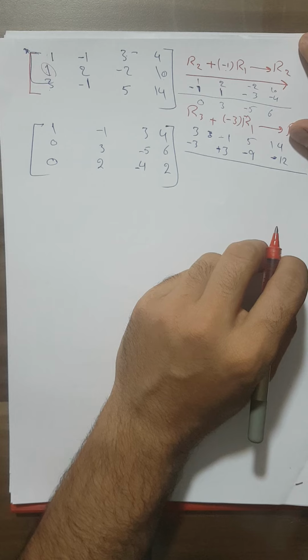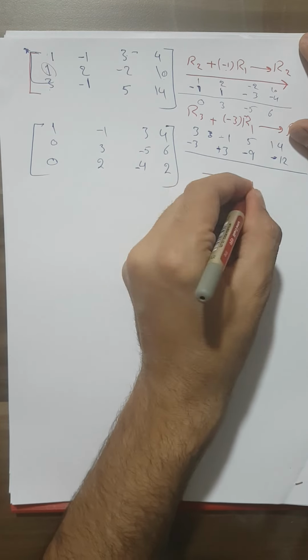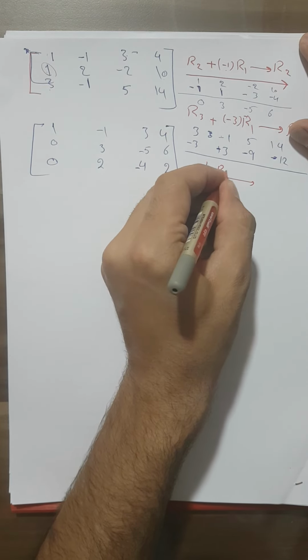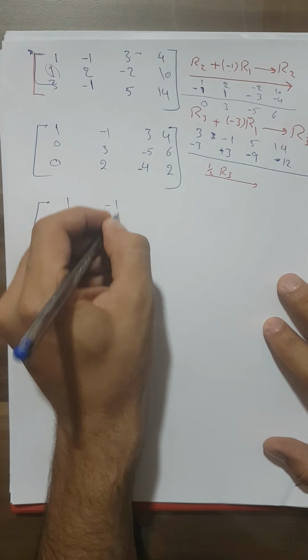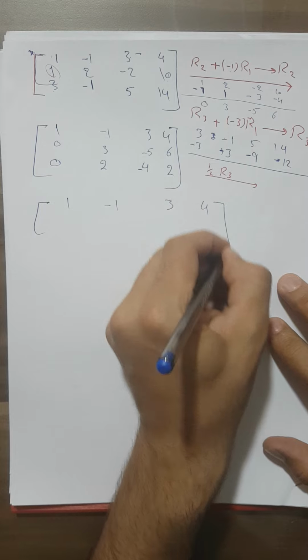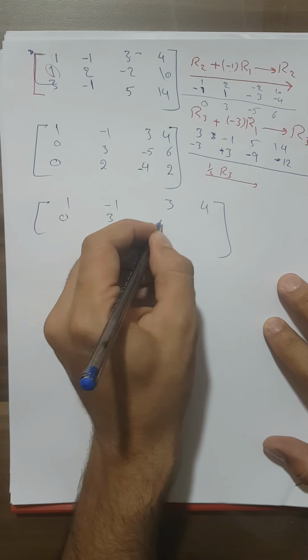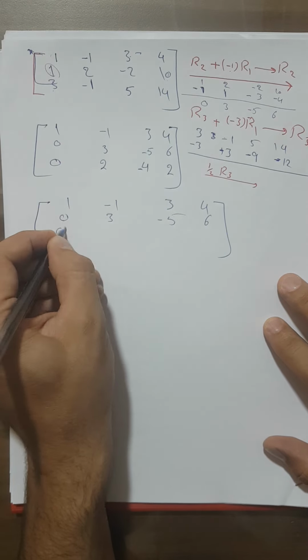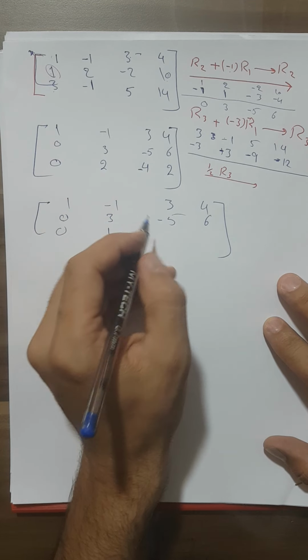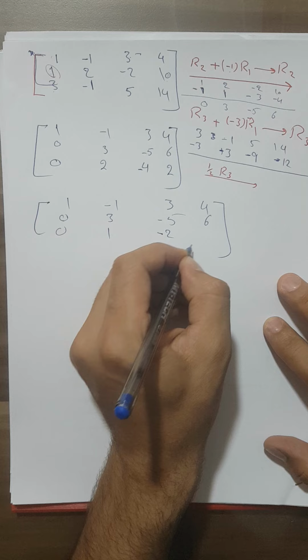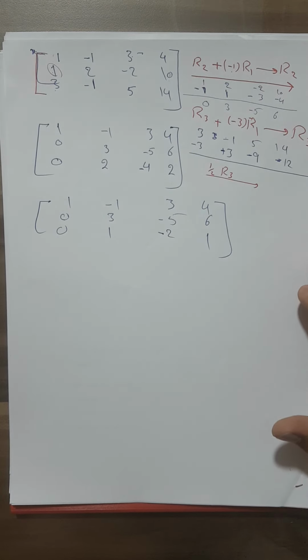So if we multiply by one half, we say one half R3. It means we just change R3. So I'll get 1, minus 1, 3, 4. Then 0, 3, minus 5, 6. Then 0, 1, minus 2, 1. Here are the results. It's better to do it like that.